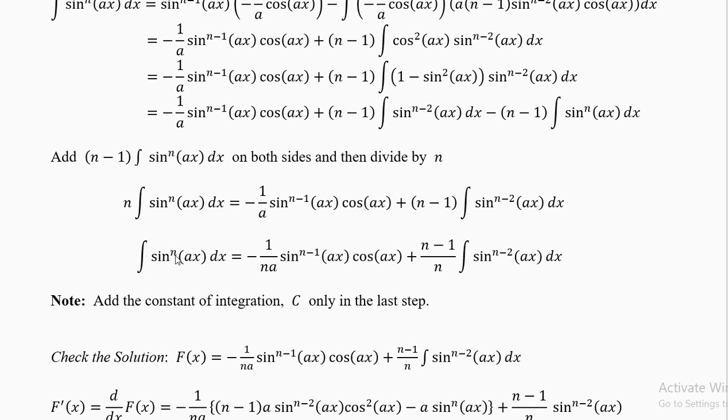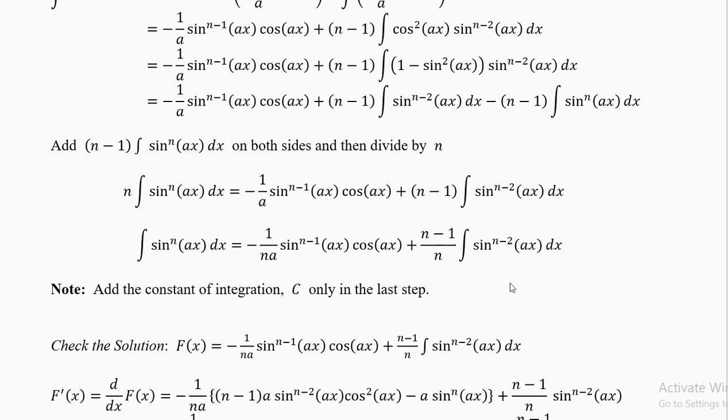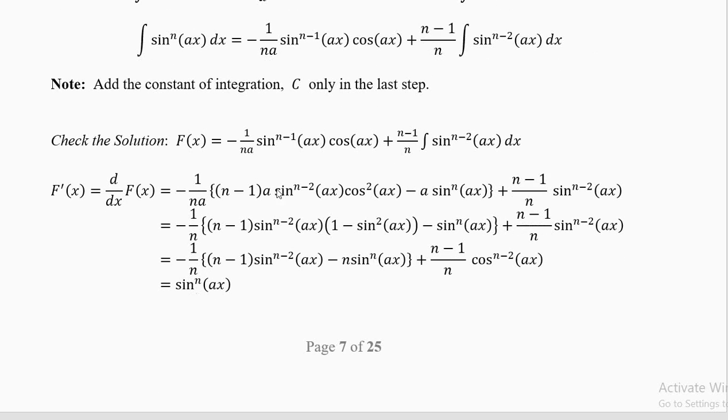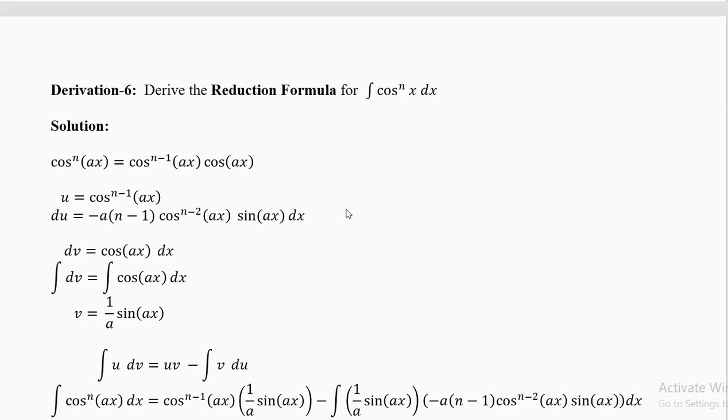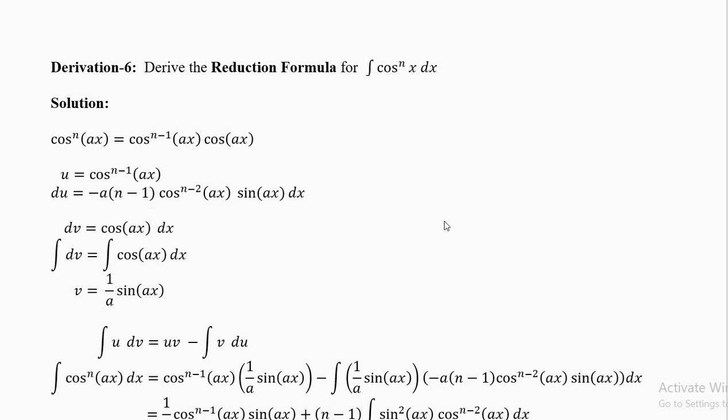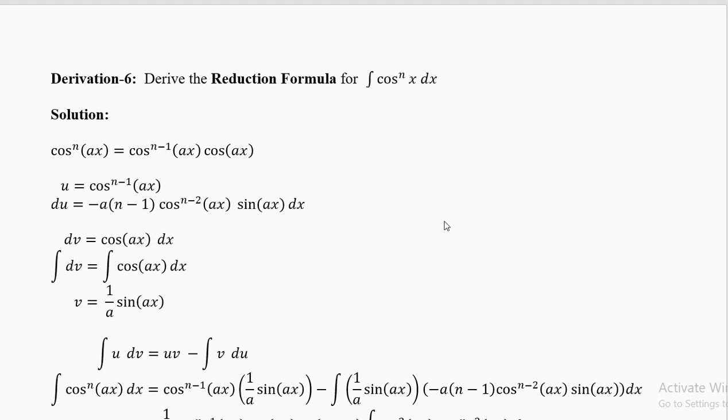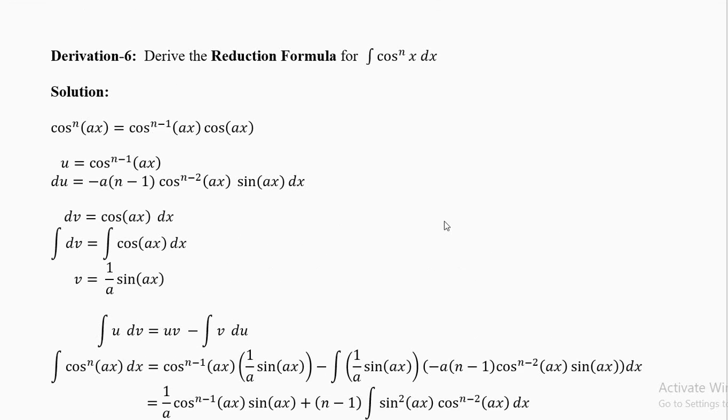And again, as I have told you, in trigonometric functions, the jump is by 2, and you have to be careful how the a and the n appears in the formula. Again, it can be checked by differentiation. Now derive the reduction formula for cos power n. The procedure is very similar to the sine case, so we will not discuss it in detail. It is cos power n ax, so that a will be corrected here soon.